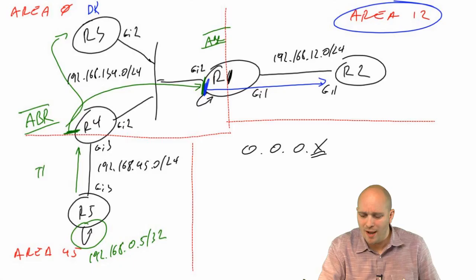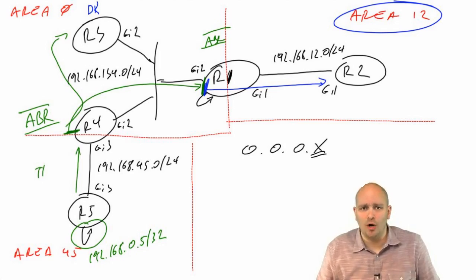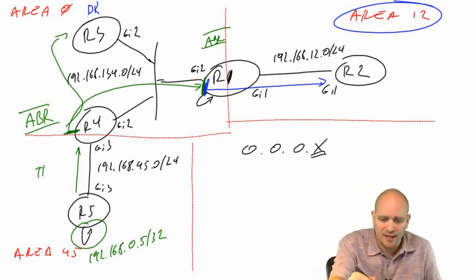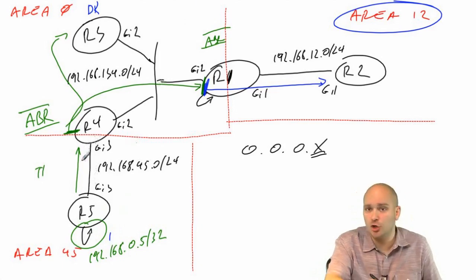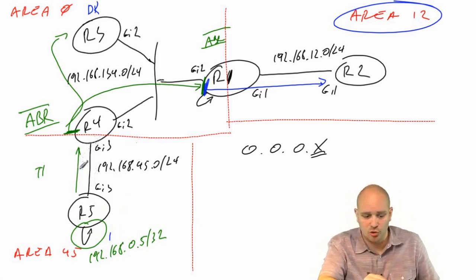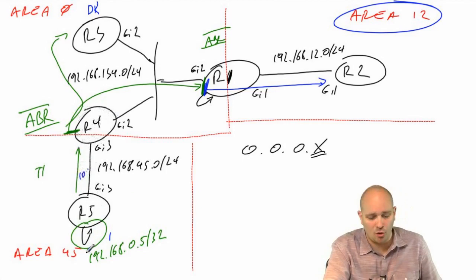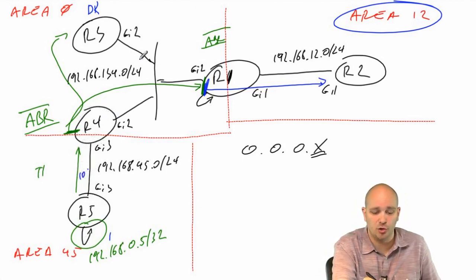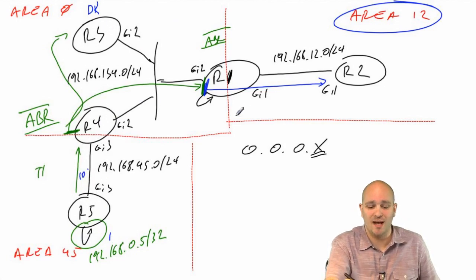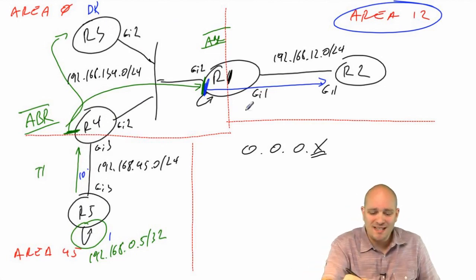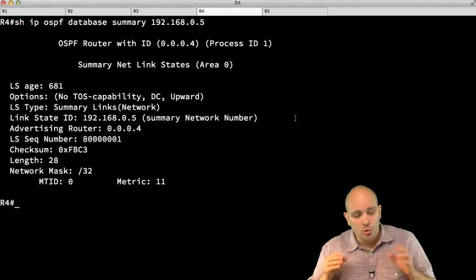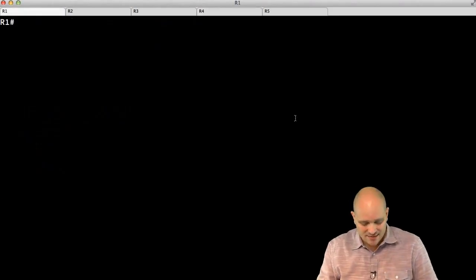Well, if we go back to our diagram here, we know that the loopback will have cost 1, and we know that these links here, with our changed auto cost reference bandwidth, have cost 10. So the cost from R4 to reach the loopback of R5 is indeed 11. And this is what R4 is going to be injecting into the Area 0 database. So let's now head to R1 to see this LSA in the database there.